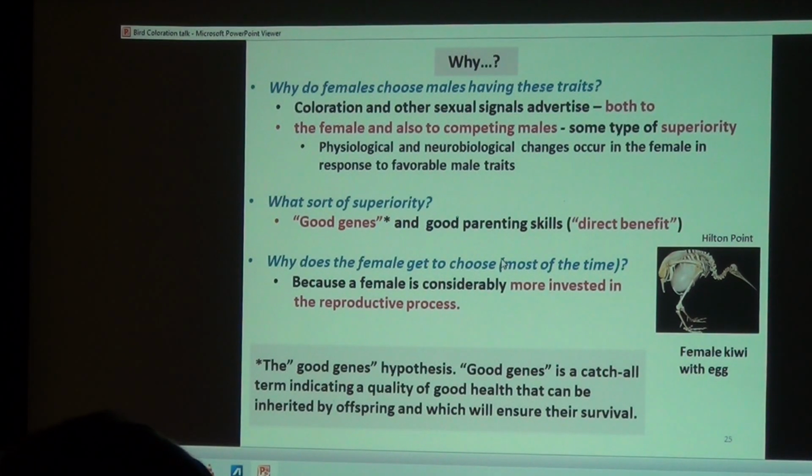So most of the time, as I said, 10% of the time the mate choice is reversed, but most of the time the female is choosing. And it's because she is very much more invested in reproduction than the male. Sperm are plentiful, eggs are very few. Plus the female has to nurture the egg, lay it, incubate it. So she's very choosy. She wants the right male with the right genes, and also having a direct benefit of being a good parent, to be the father of her children.